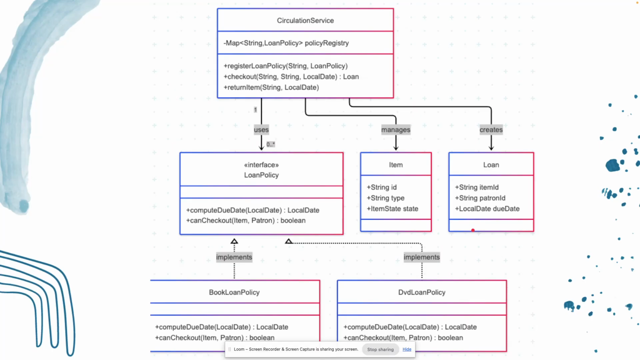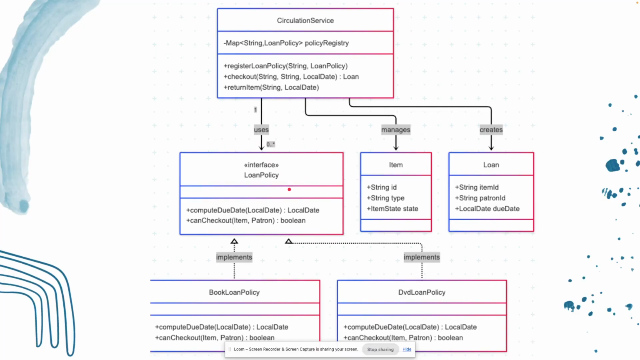Now, this is exactly where the strategy pattern shines. The strategy pattern is about encapsulating algorithms, in our case loan policies, and making them interchangeable at runtime. Here's the core idea. Instead of embedding loan rules directly in our checkout service, we define a common interface that all loan policies must implement. Then we create separate strategy classes for each type of loan rule. Our checkout service depends only on the interface and not on the concrete implementations.